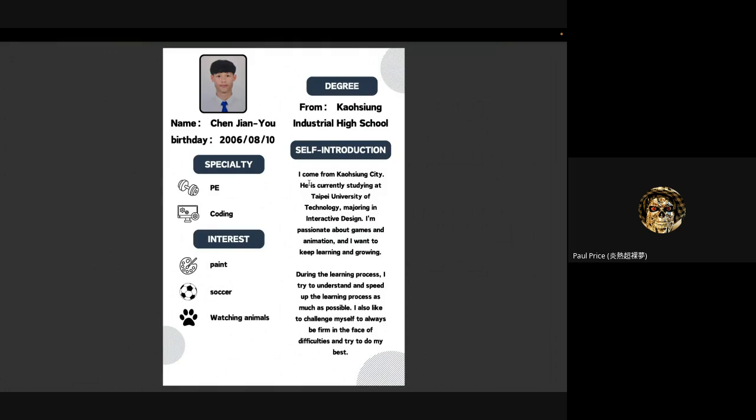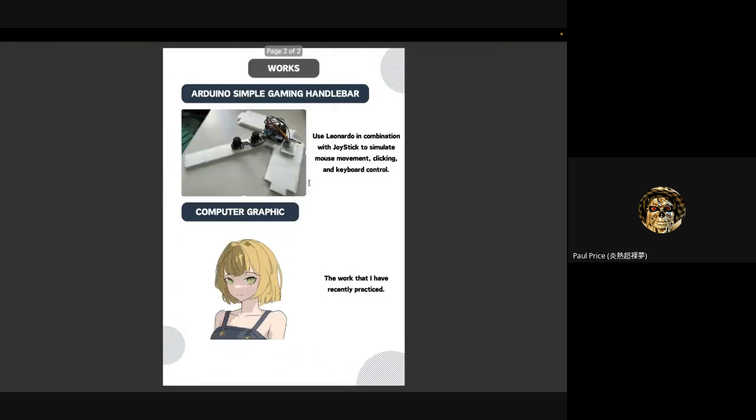During the learning process, I prefer to understand and speed up the learning process as much as possible. I also like to challenge myself. In addition, I have a wide range of interests. I love football and all kinds of sports. They keep me in a good mood. And I love to draw to present my mind. Here are my works.